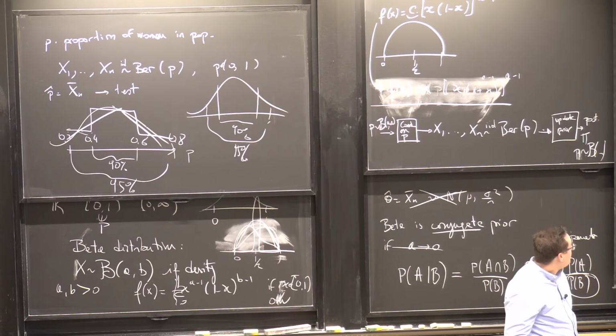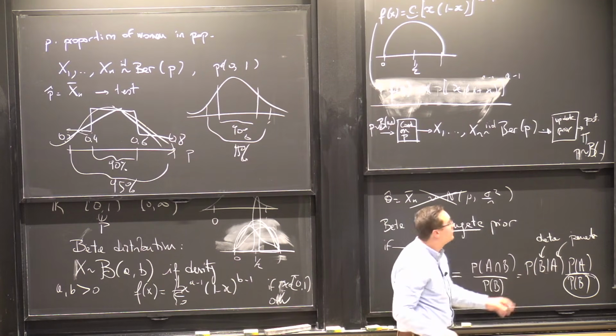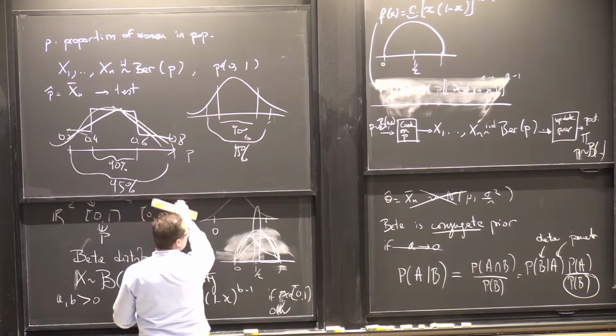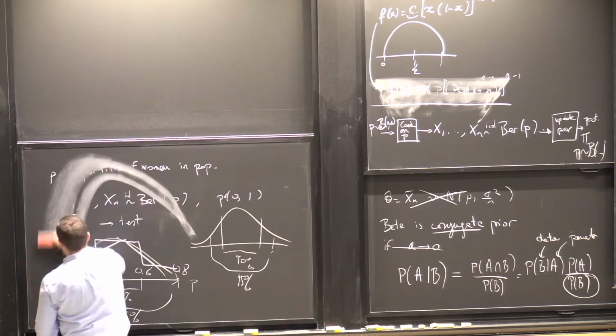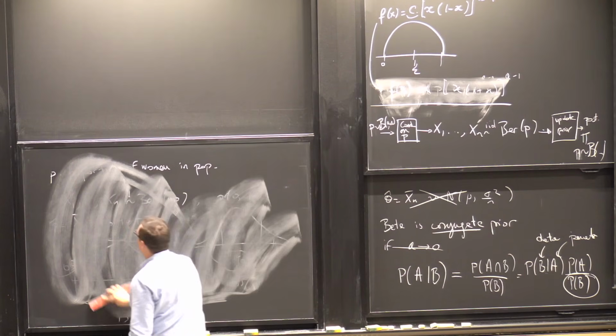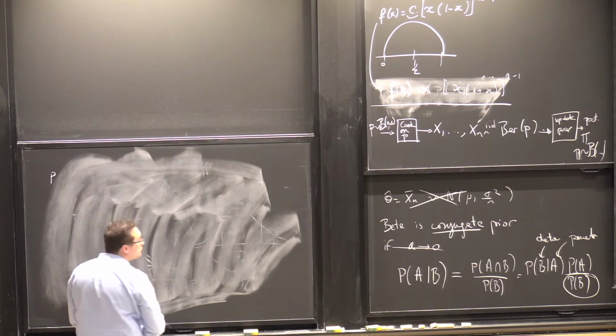OK, so let's put some names on those things. I mean, this was very informal, so let's put some actual names on what we want to call the prior. What is the formal definition of a prior? What is the formal definition of a posterior? And what are the rules to update it?